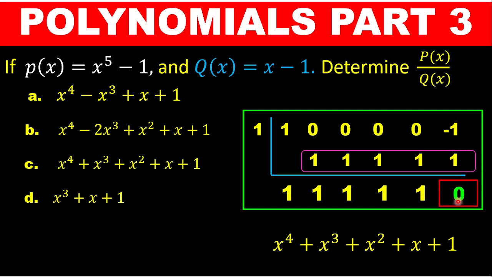So it means that the remainder, when x to the power 5 minus 1 is divided by x minus 1, the remainder is 0. So that's what we get here. Now the key concept here is that all the numbers that you write here, after writing them, add it to the top one and then write the answer down.